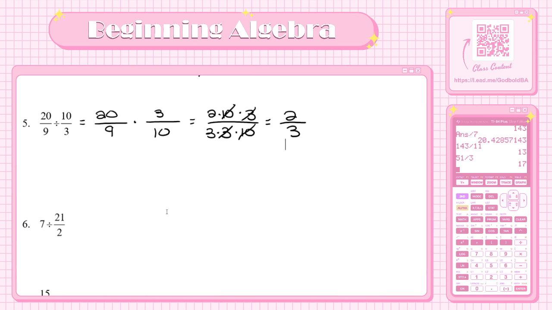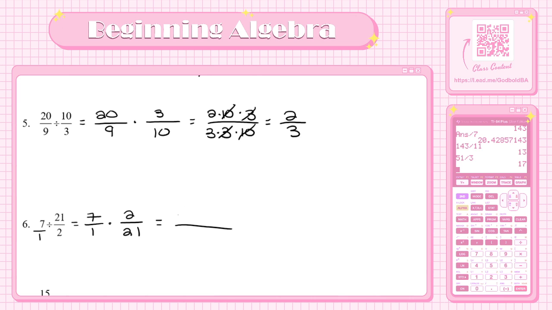So 7 divided by 21 over 2. Remember, just like with the multiplication, you want to write this as something over 1. So you want to write that as 7 over 1. Why did I make that so long? 7 over 1. I did it again. I made the little cross on the 7 super long. Whatever. Times 2 over 21.